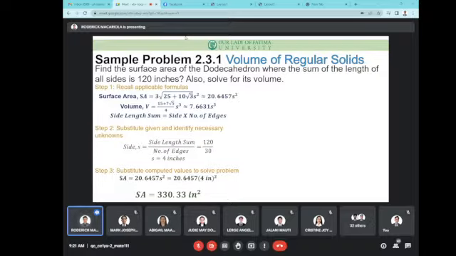330.33 inches squared. Now, handa na tayong isolve din yung volume kasi ang kailangan lang natin is the measurement of the side. So we have, can anyone compute the value of the volume? 7.663631 multiplied by 4 cube. 4 cube po.